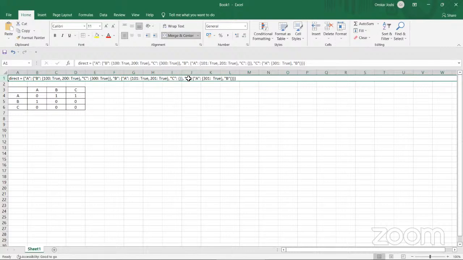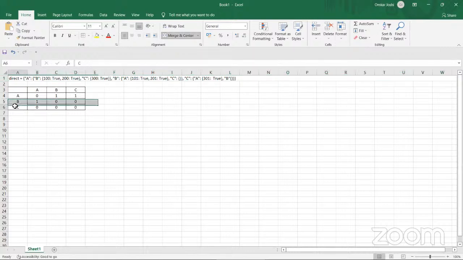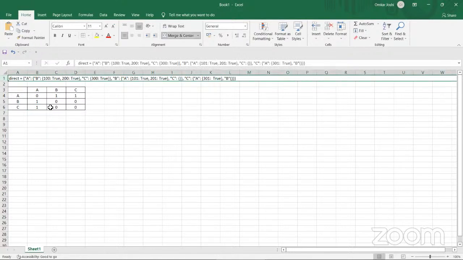Right now, we are checking for C. C to A. Yes, C to A is one there. So the old value was 0. We replaced it with 1. Understood? And then C to B, it doesn't exist.